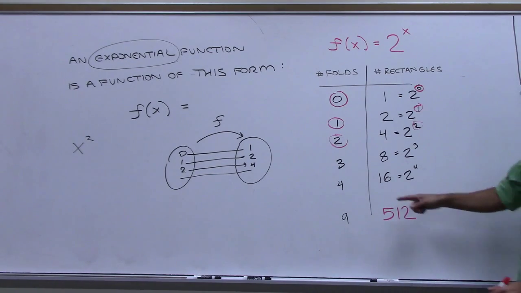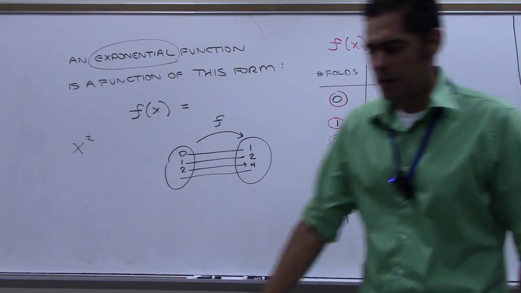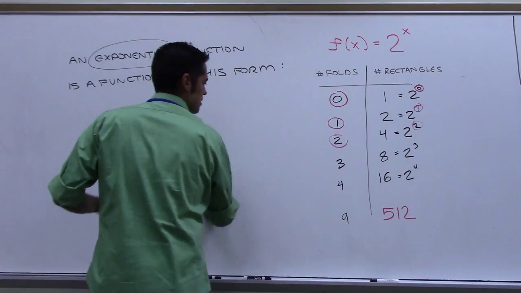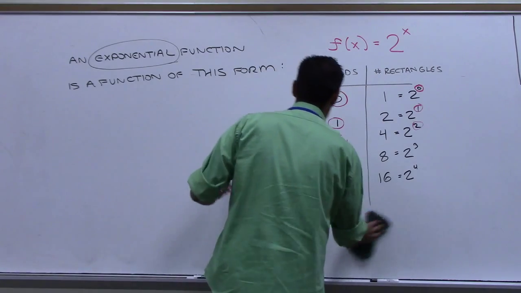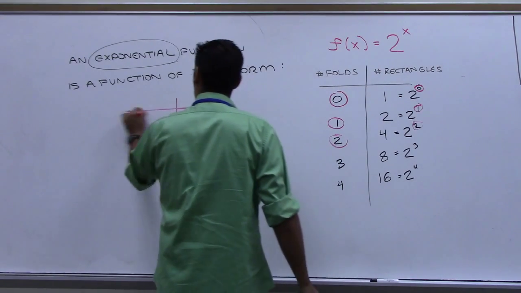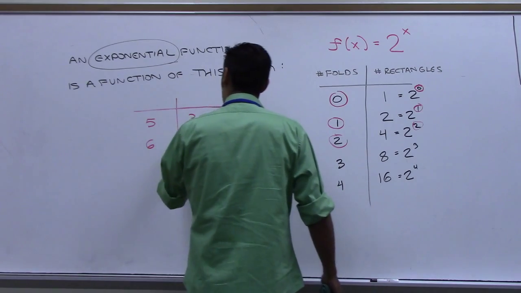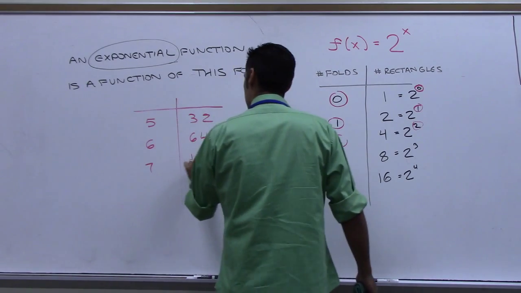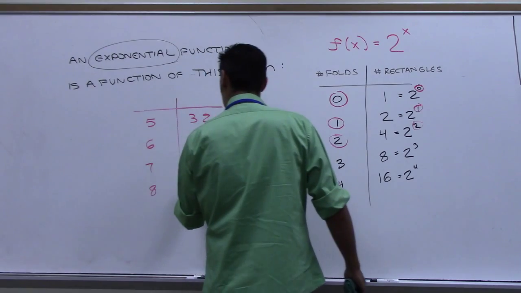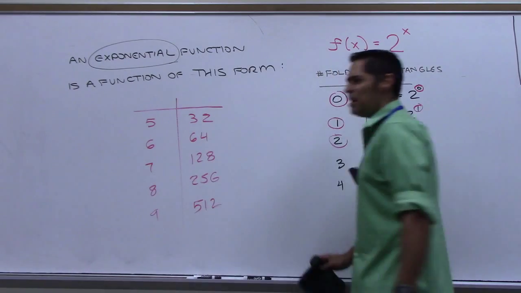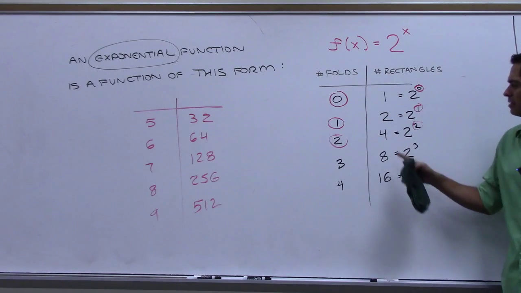How about for 5? I want to list a couple more of these out because I'm about to talk about something random. Let's see. For 5, I'm going to continue this table over here. What was it for 5? 32. And for 6? 64. And for 7? 128. For 8? 256. And for 9? 512. Anybody recognize these numbers?